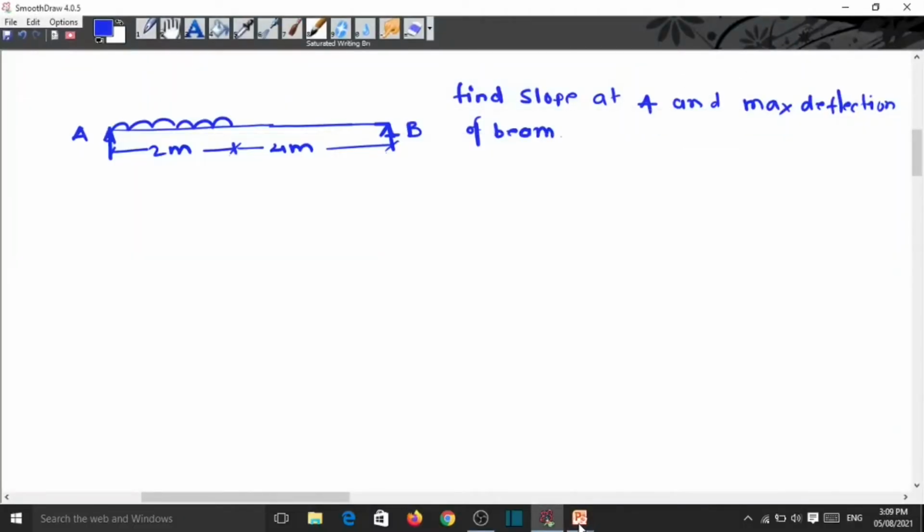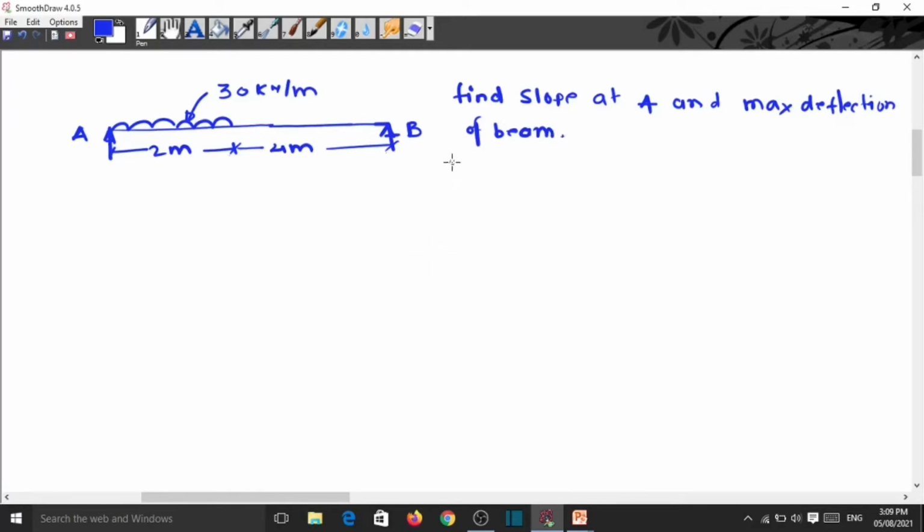Now this is our example. This simply supported beam is subjected to partial UDL of intensity 30 kN per meter. So find the slope at A and the maximum deflection of the beam.